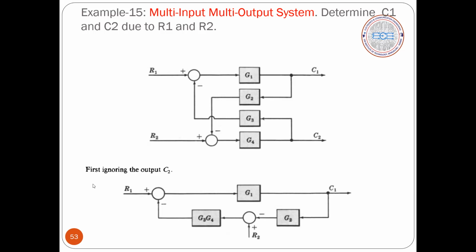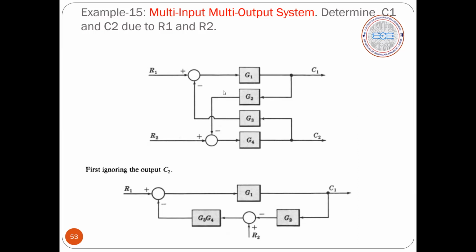Now what I do is I'll ignore the output C2, because I cannot compute both outputs at a time. I will consider only C1. And again I'll consider only one input, R1, and R2 I will mask. Before I mask R2, I have to write the reduced block diagram keeping C2 as 0. So if you make C2 0, you can write the reduced block diagram like this. It may be a little confusing to imagine, but it's very simple.